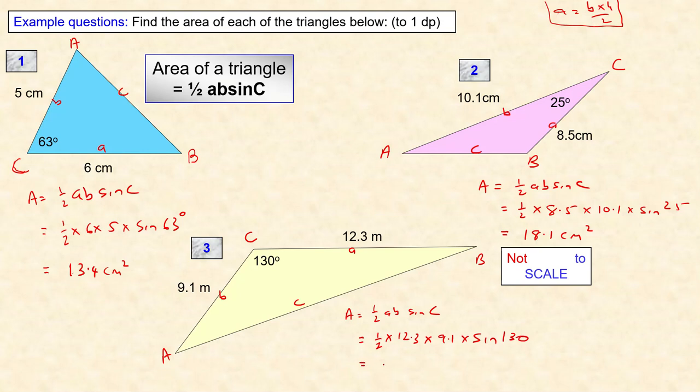Plug that into your calculator and you should get 42.9. Oops, 42.9. Units are in meters, so meters squared. Job done. So you might want to make some notes, sketch the diagrams, label the sides, and then write the solutions. Off you go. Hit pause. When you're ready to have a go at the next 3 questions, hit play again.